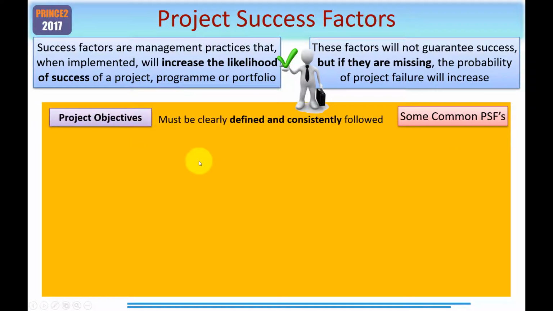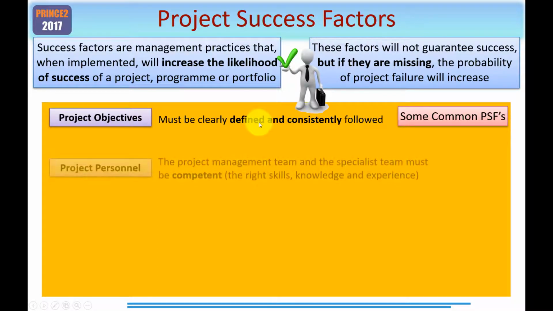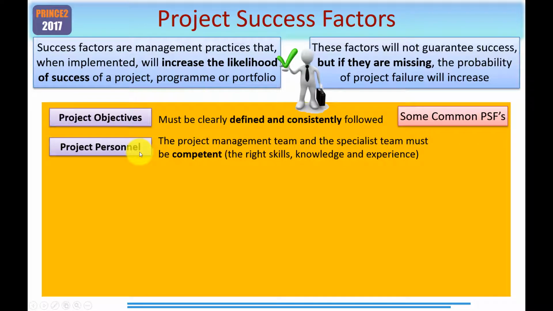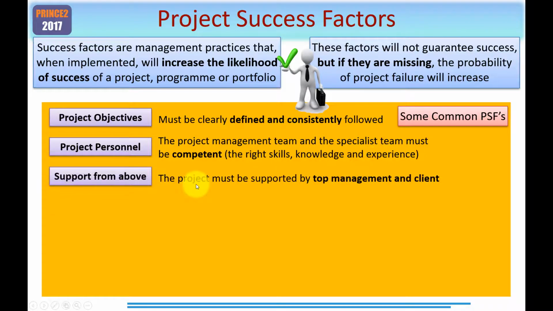Project objectives, you'll be familiar with that. They must be clearly defined and consistently followed throughout the project. What about project personnel? Well, everyone involved, the project management team, along with the specialist team, should be competent, which means they have the right skills, the right amount of knowledge and experience. Support from above. Thankfully, due to PRINCE2, with the roles and responsibilities, the project board will normally give you this, but it may need to go higher, perhaps up at corporate or program management level.